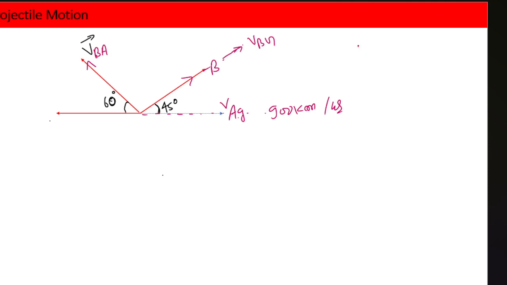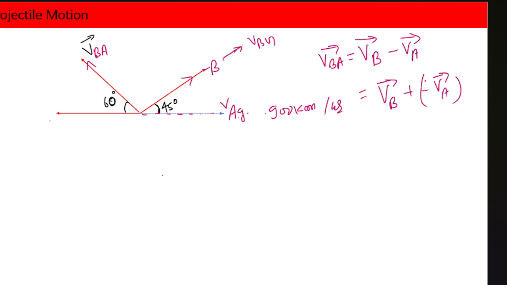And how are you getting VBA? You are getting VBA by doing VB minus VA. So basically to get VBA you are adding two vectors, right? Which two vectors are you adding? VB and minus VA. You are adding these two vectors. So VBA is the resultant of two vectors, VB and minus VA.